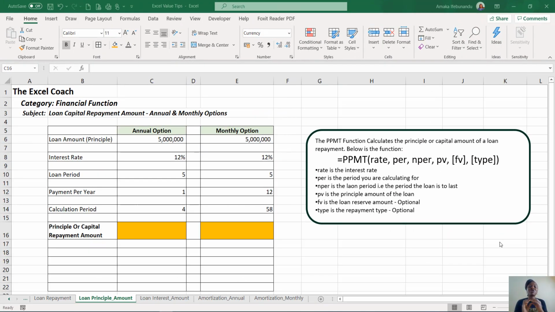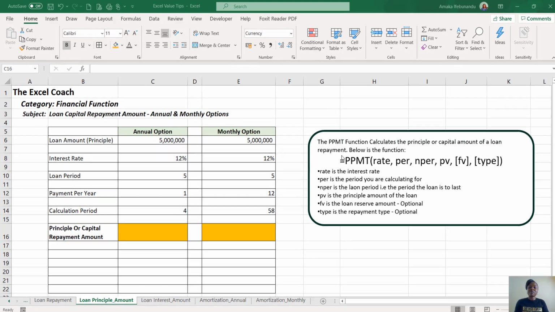In today's training, I'll be showing you how to compute the capital element of a loan repayment amount and the interest element of a loan repayment amount. In our previous lesson, I showed you how to calculate the loan repayment amount. But in this lesson, I'll be showing you how to sieve out the capital element in that amount and the interest element in that amount.